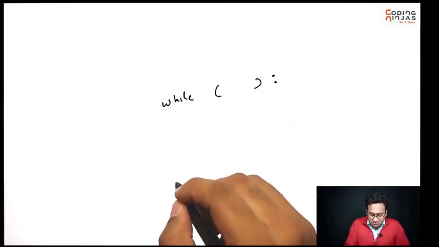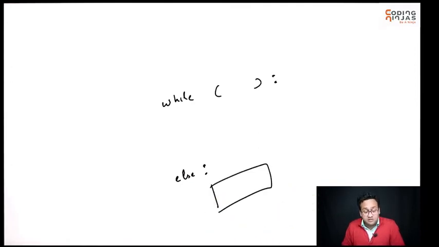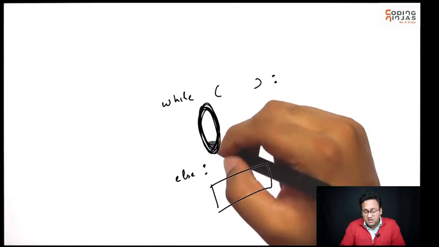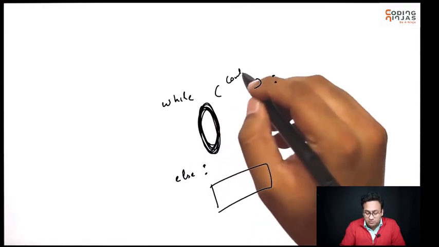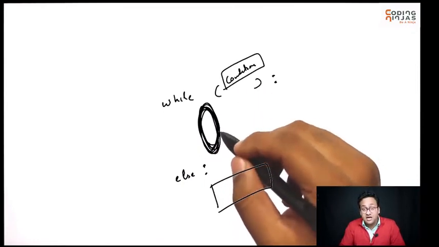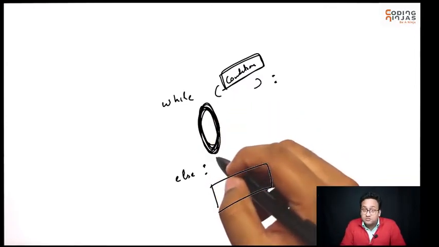So some while condition. I can put an else along with it. This basically means I'll keep going through this while loop till the point this condition is true, right? That's how it works, right? While this condition is true, I'll keep repeating this. As soon as this condition is negated, this becomes false, the while loop finishes.